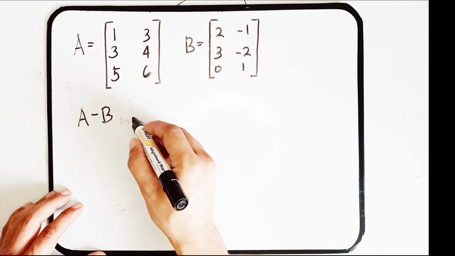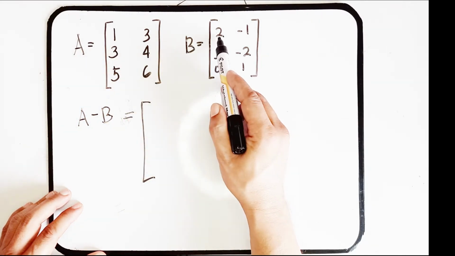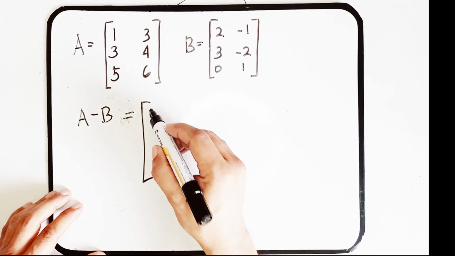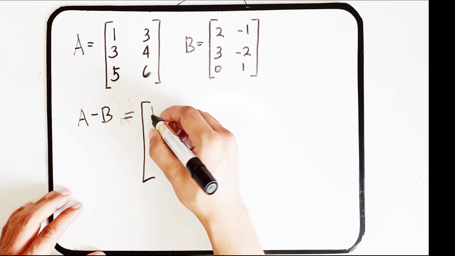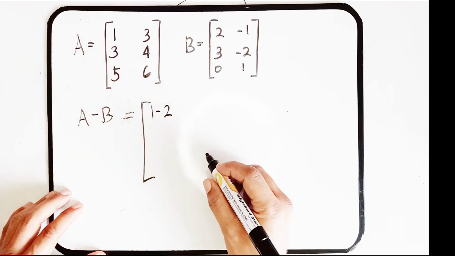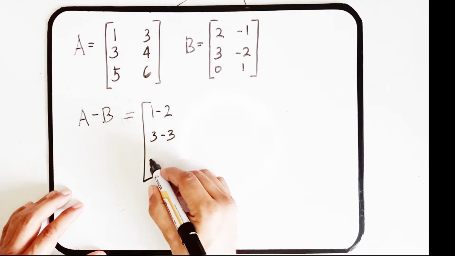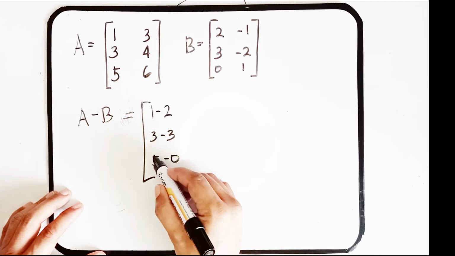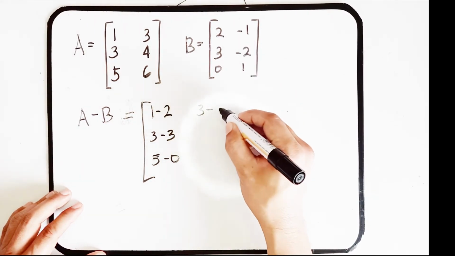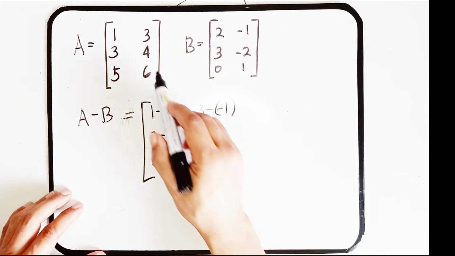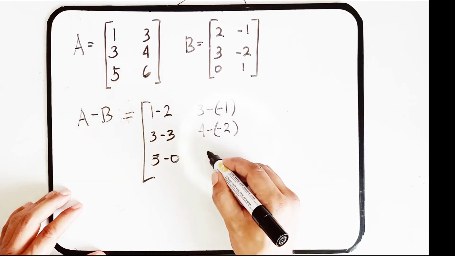So to do this, we subtract 1 by the same position of the other element, which is 2. So 1 minus 2, and then 3 minus 3, and then 5 minus 0. And then on the other side, 3 minus negative 1, 4 minus negative 2, then 6 minus 1.